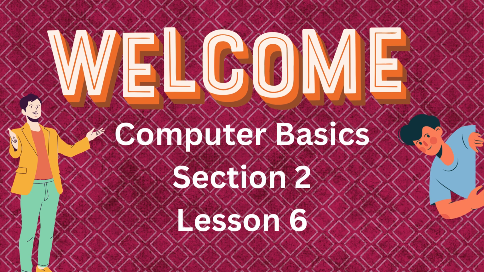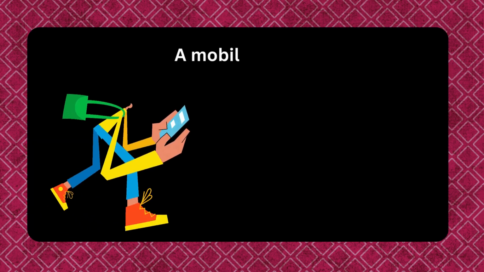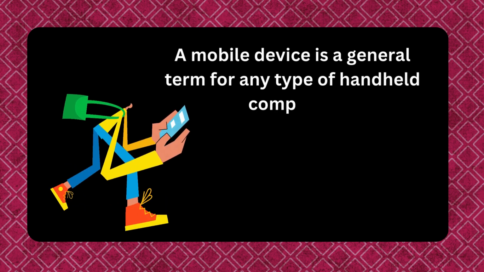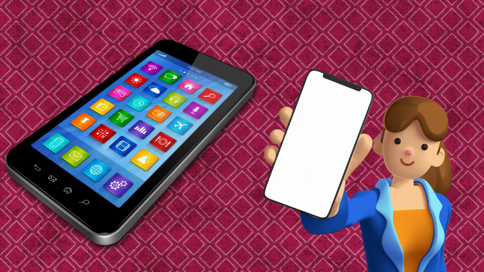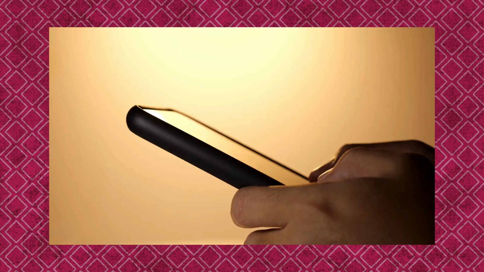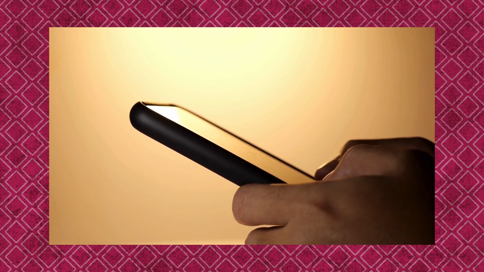Section 2, Lesson 6, Mobile Devices. What is a mobile device? A mobile device is a general term for any type of handheld computer. These devices are designed to be extremely portable, and they can often fit in your hand. Some mobile devices like tablets, e-readers, and smartphones are powerful enough to do many of the same things that you can do with a desktop or laptop computer.